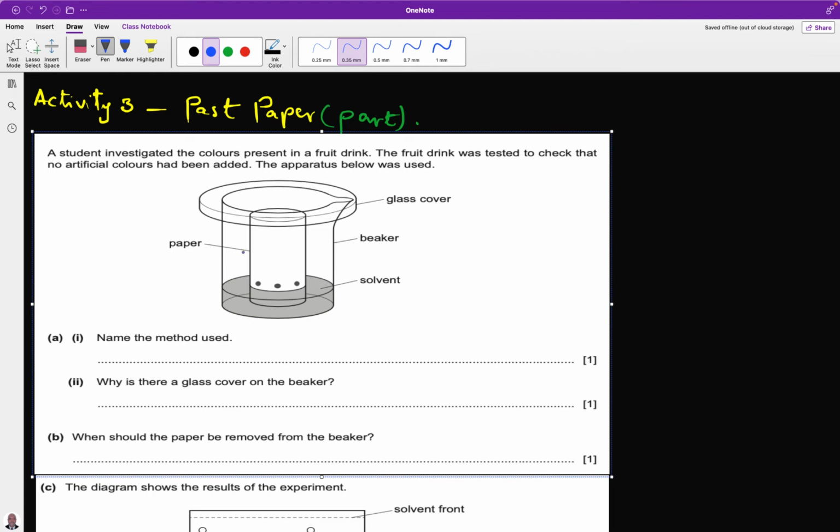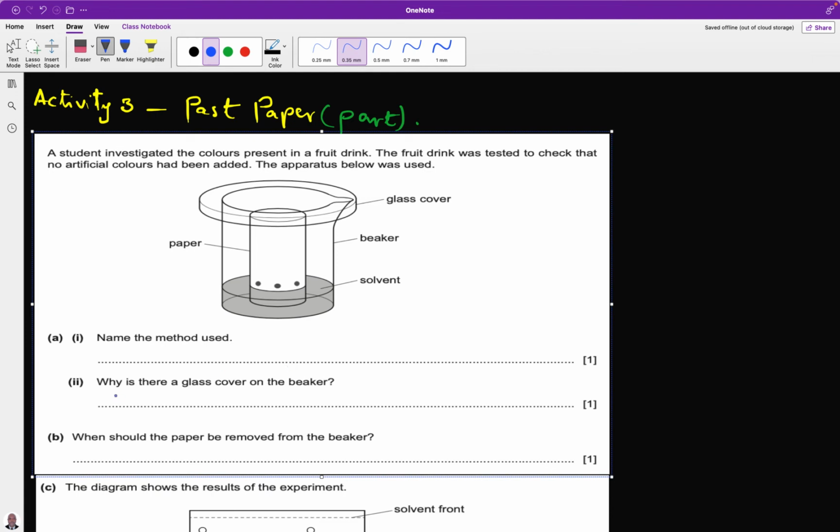You have the paper, the solvent, the beaker, and the glass cover. The glass cover, as I said the other time, is in case there is a volatile solvent, to stop it from evaporating. Name the method used. The separation technique used here is what we call the paper chromatography technique.